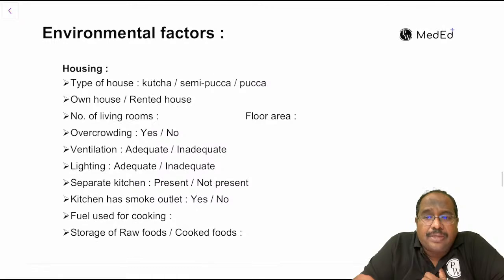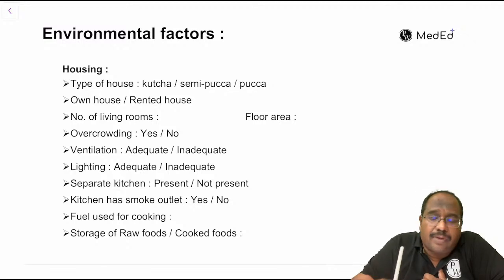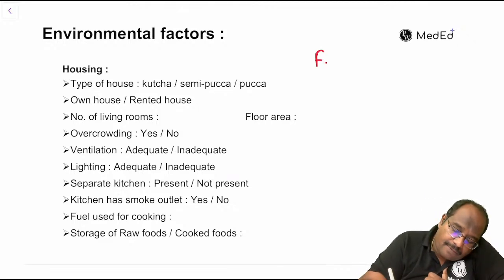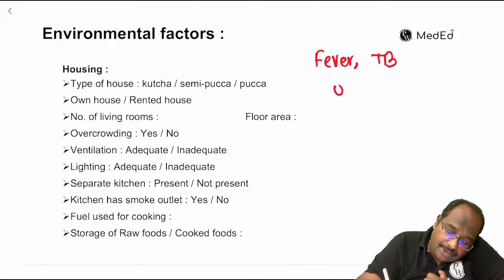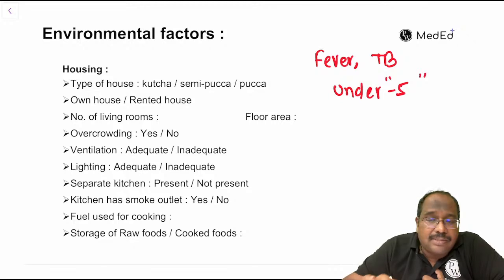So what is new here? So far, diet history is new, and socioeconomic status is new. Then you have to ask about environmental factors. Environmental factors have a lot of effect on health, especially if you are looking at a case of fever, TB, or under-5 children with diarrhea or pneumonia. For these cases, environmental factors are important. They may not be relevant for antenatal, postnatal, diabetes or hypertension.